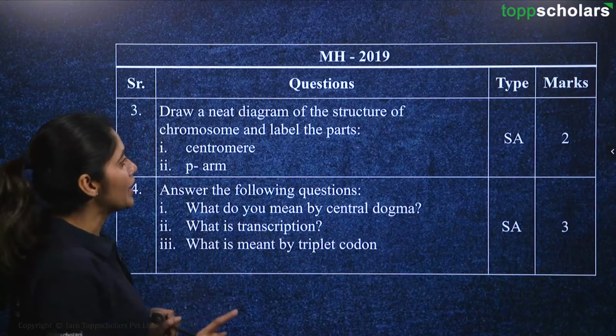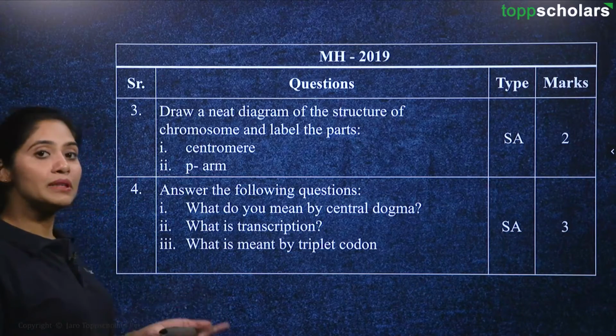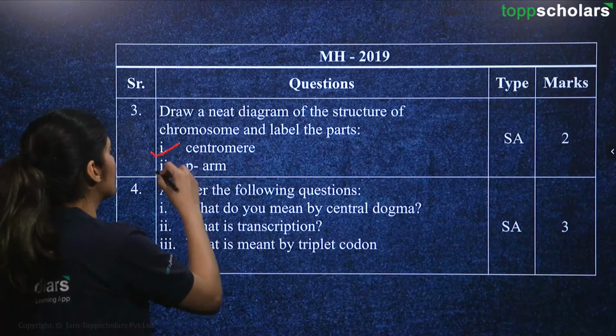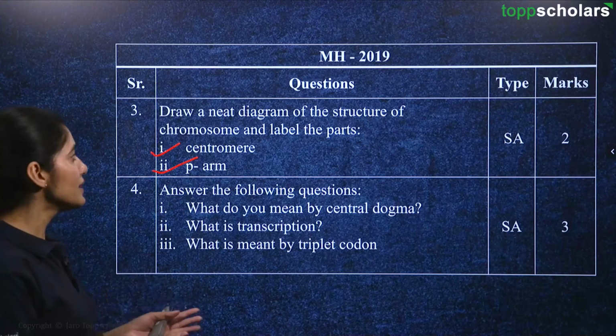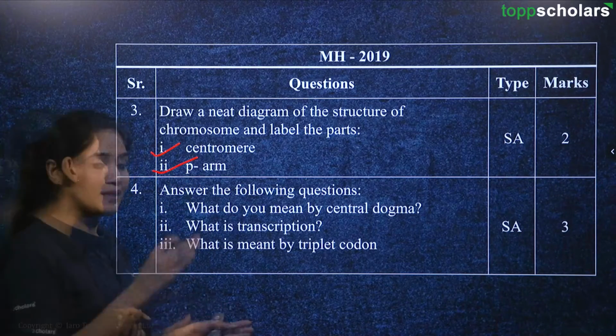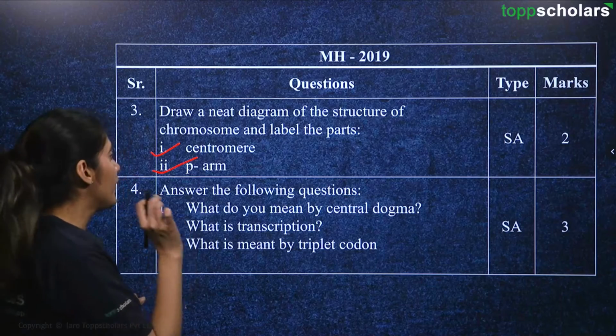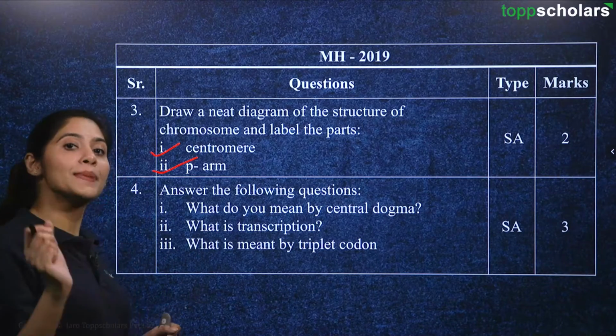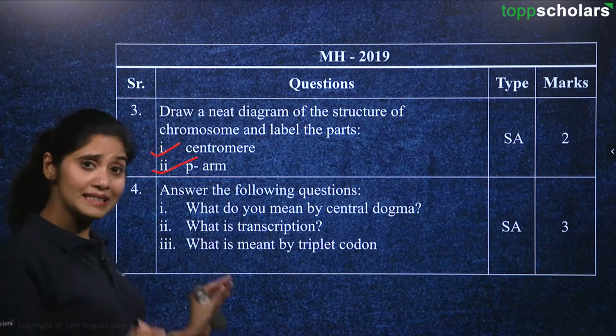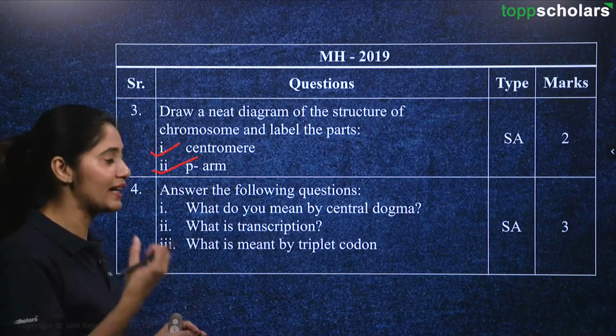Draw a neat diagram of the structure of chromosome and label the parts. Which parts do you have to label? Centromere and P arm. So you know the structure of chromosome, and you have to label where is the centromere and which is the P arm. So that is again very simple, you just have to draw a diagram here.